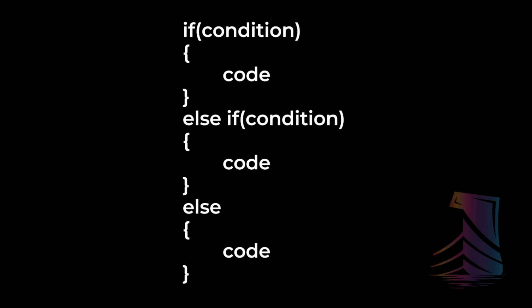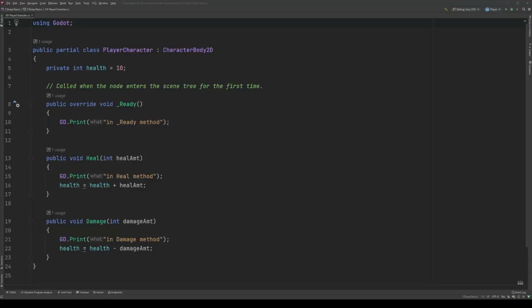Back in our good old player character script, let's put some of these concepts to work. I've made some updates based on last week's homework. Our health variable is class level. We have a damage method that takes an integer and reduces that health variable's value when called. And we have a heal method that takes an integer and increases the health variable's value when called.